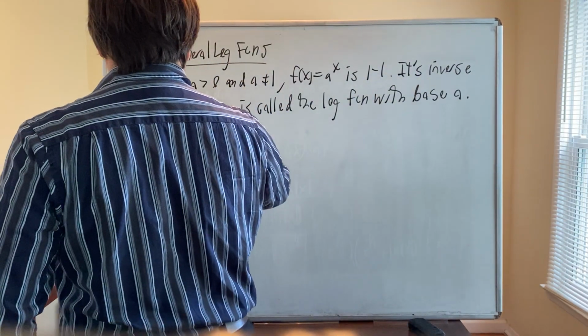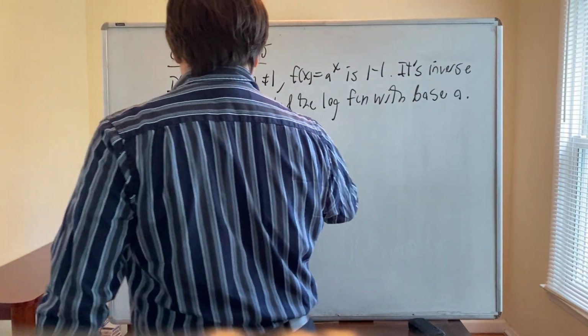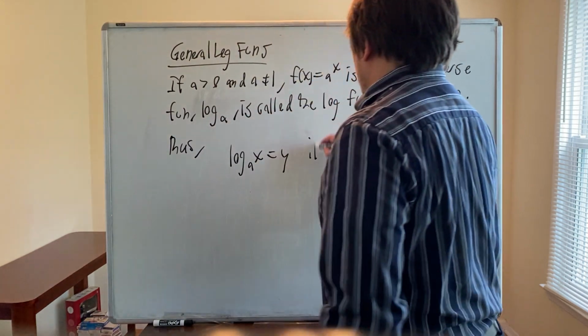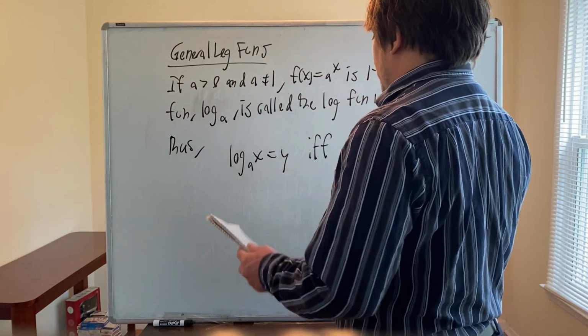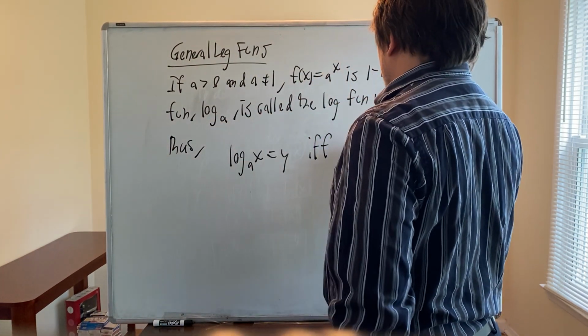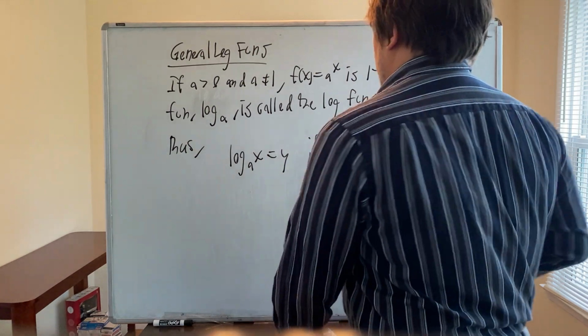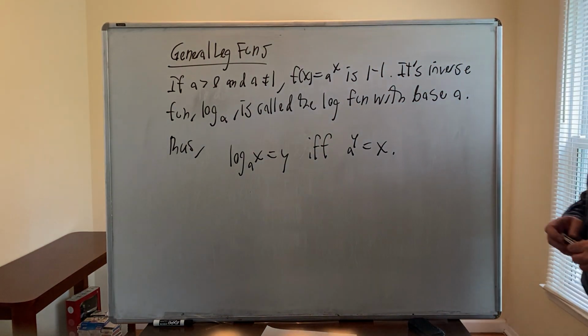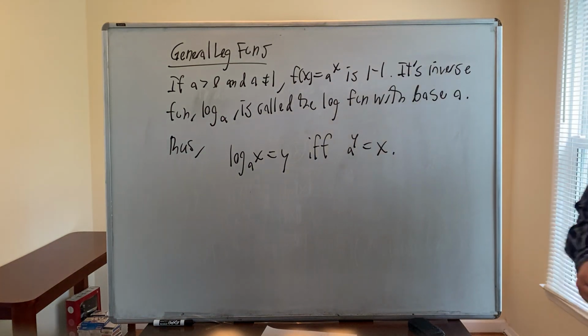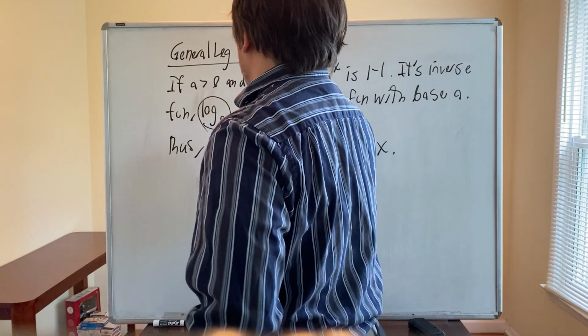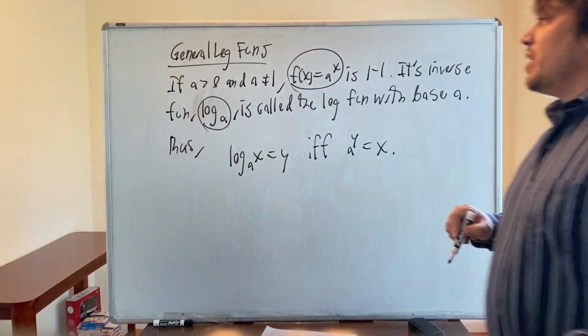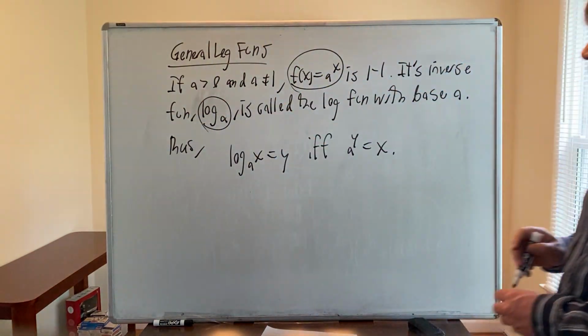Thus, log base a of x equals y if and only if a to the y equals x. Okay, so this function f of x equals a to the x is 1 to 1. Its inverse function log base a is called the log function with base a, the inverse of that function. Okay, so log base a is the inverse of f of x equals a to the x for a positive and a not equal to 1.